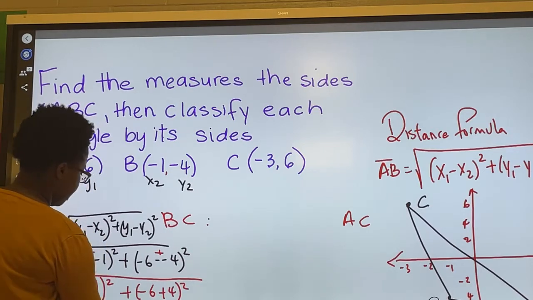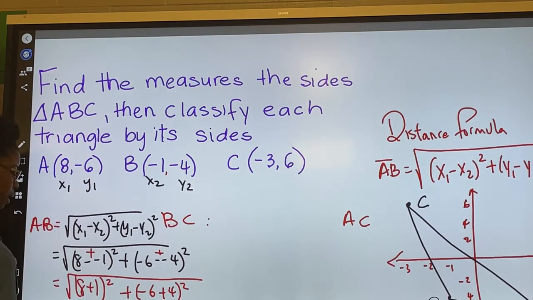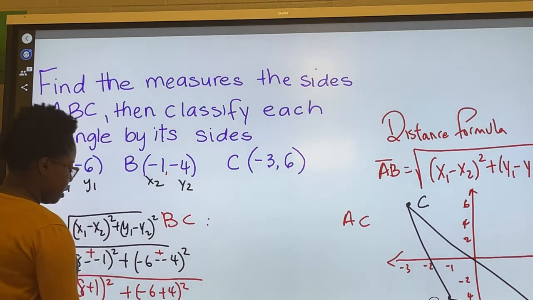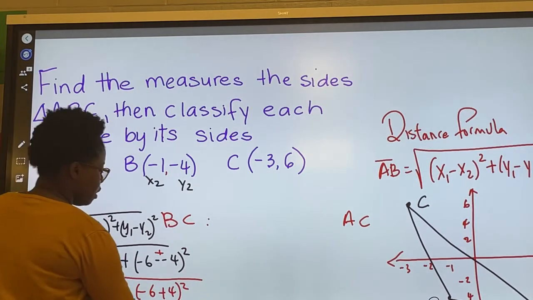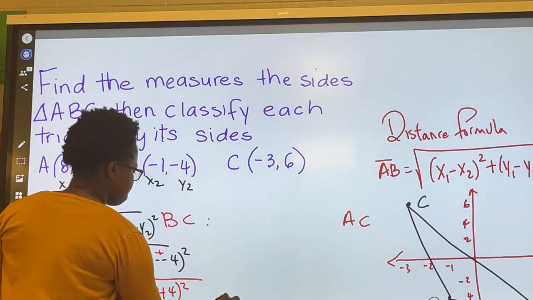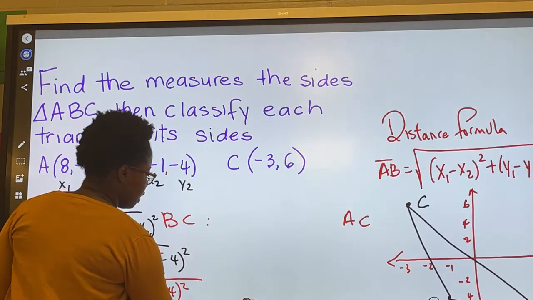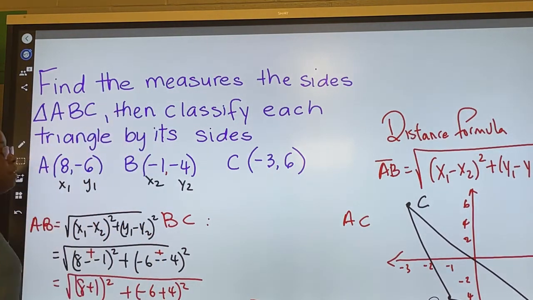I'm going to put the answer right here. So 9 squared is 81, and negative 2 squared is 4. So that's going to be plus 4. So the square root of 85 is going to be the answer.